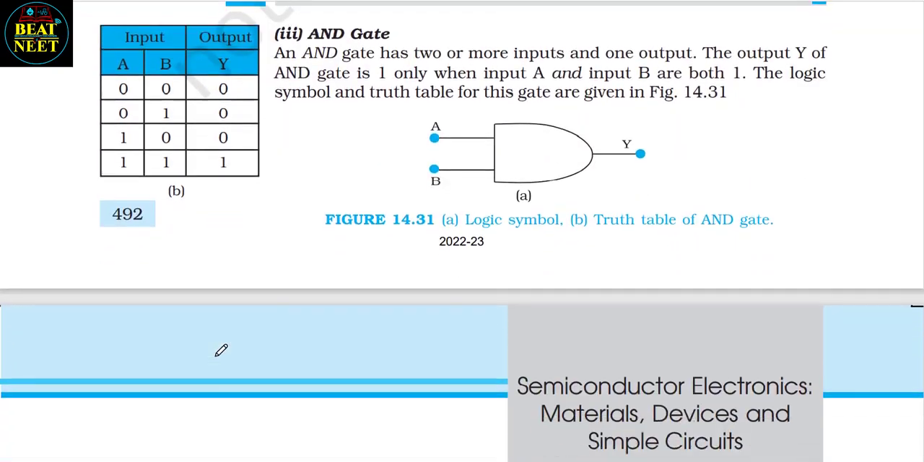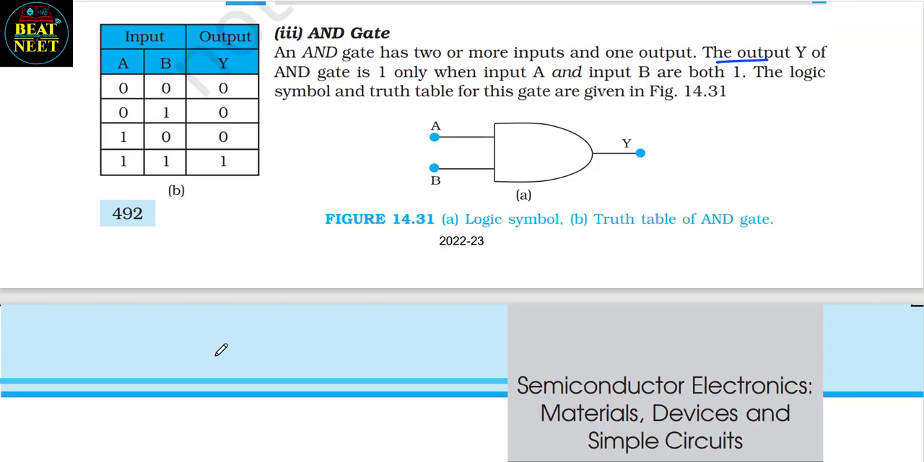Number 3, AND gate. An AND gate has two or more inputs and one output. The output Y of AND gate is 1 only when input A and input B are both 1. The logic symbol and truth table for this gate are given in figure 14.31. Here you can see that.